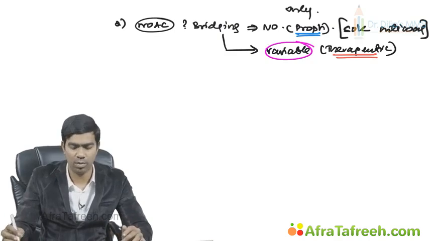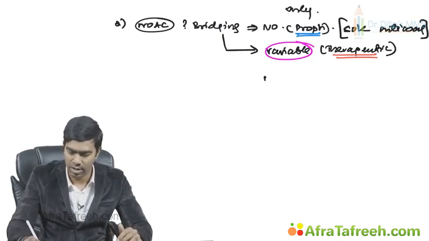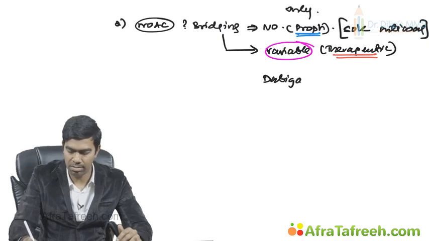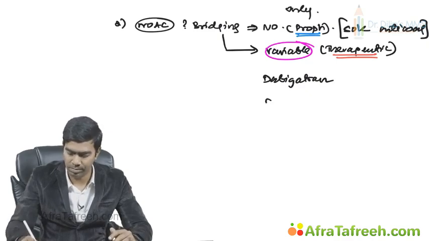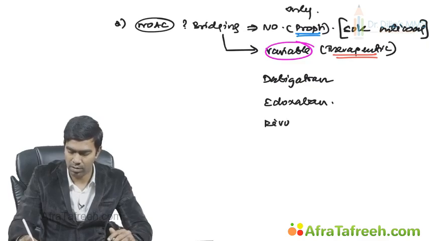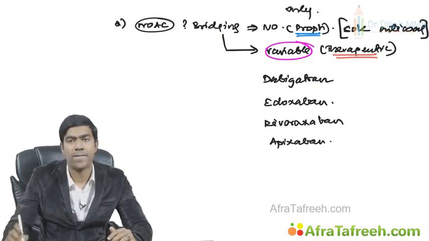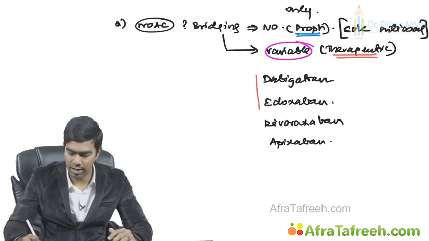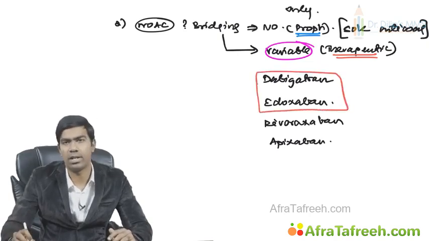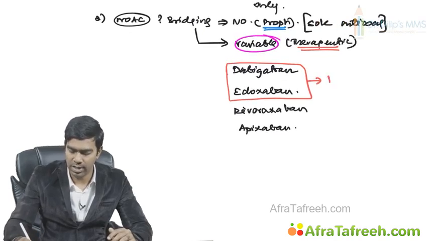For example, there are 4 NOACs, you know. One is called dabigatran, we have seen some time back only. Second one is edoxaban. Third one is rivaroxaban, and the fourth one is apixaban. Clear? Why I've written in this order is because these two anticoagulants, dabigatran and edoxaban, actually need initial heparin bridging.